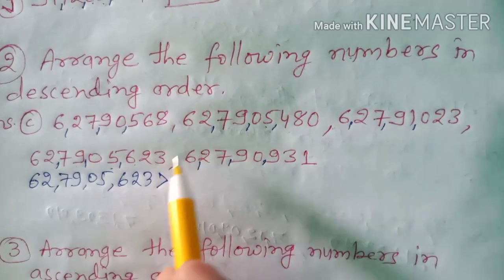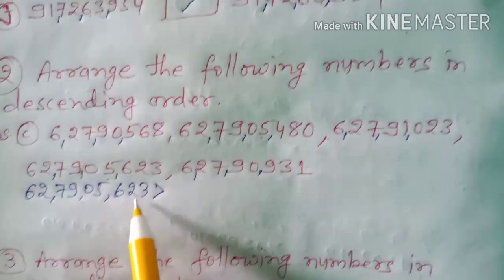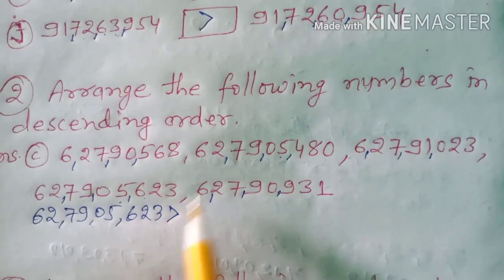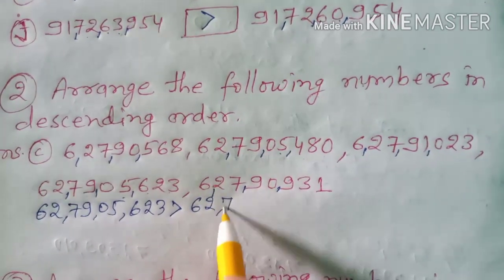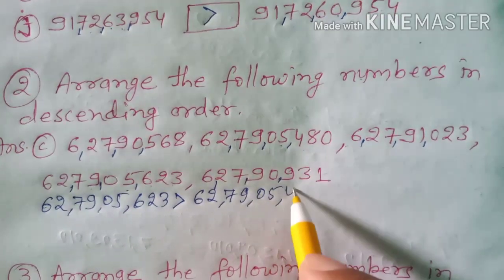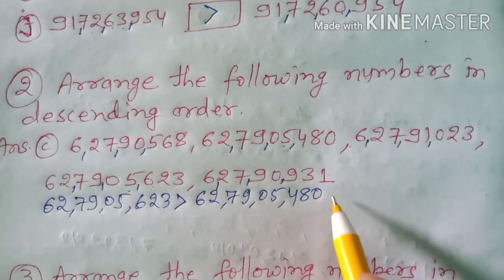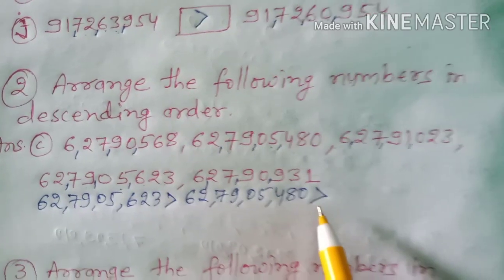Next we will set the number less than this number, but it should be greater than the coming numbers. So here will be this number, and we will put this sign. This sign is the greater than sign.